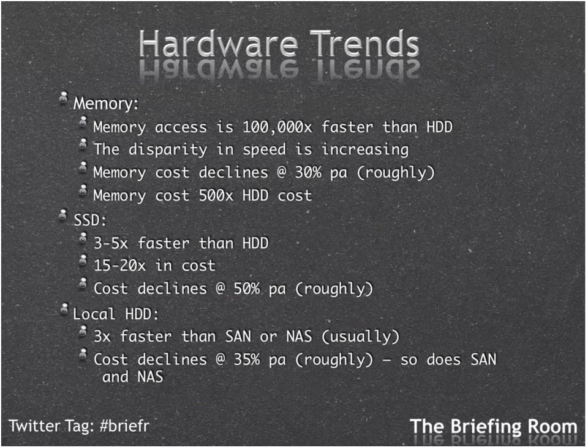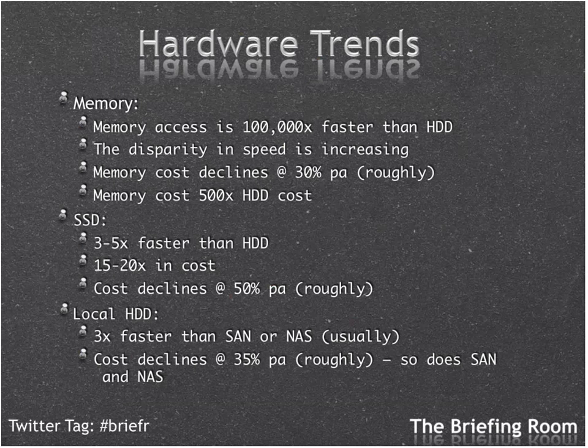So the next slide I've got is just really a list of the facts around hierarchical store. Memory access I calculate as 100,000 times faster than local HDD. But it's worth noting that the disparity in speed between these two is increasing in favor of memory, and is likely to continue to increase because the ability for HDD itself to speed up seems to be slowing down. Memory costs are declining roughly 30% per annum, according to the set of data I looked at. Memory costs are currently about 500 times HDD cost.